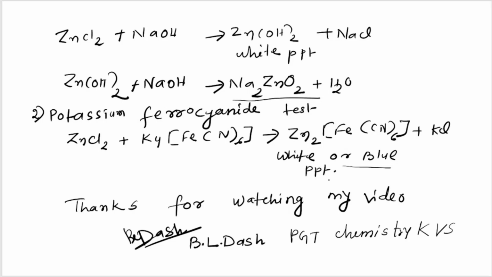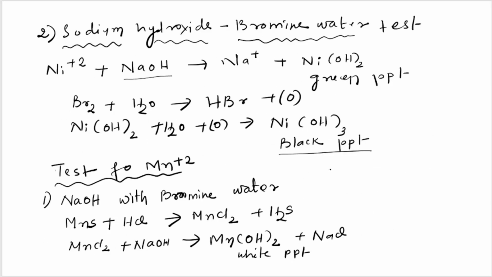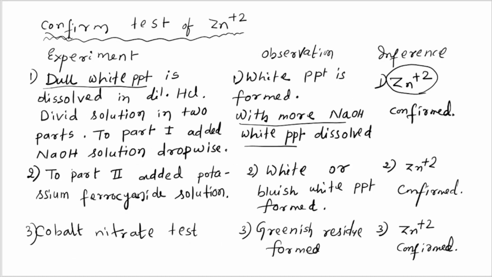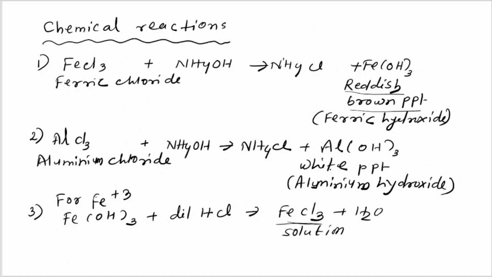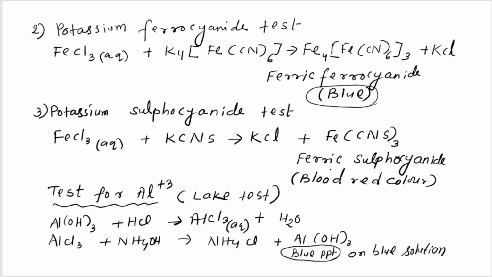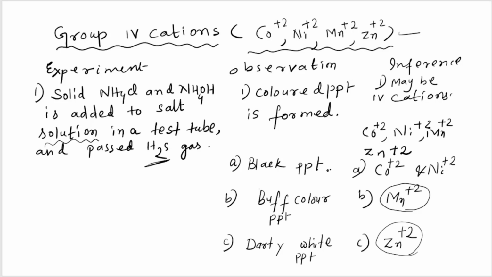In the third group and fourth group, you can observe here what the cations present are. Again, see if any doubt. Here is the test for aluminium. Then group 4 cations: cobalt plus 2, Ni plus 2, Mn plus 2, Zn plus 2.